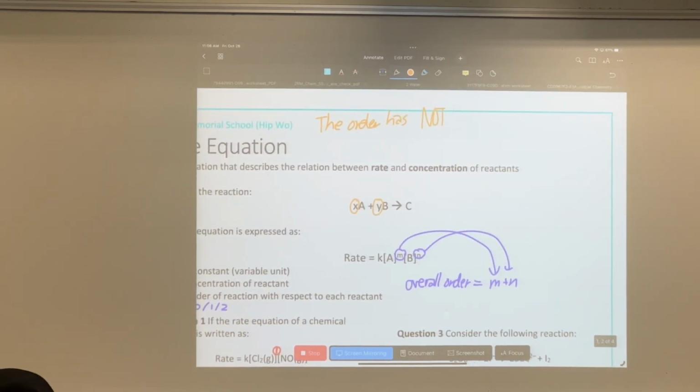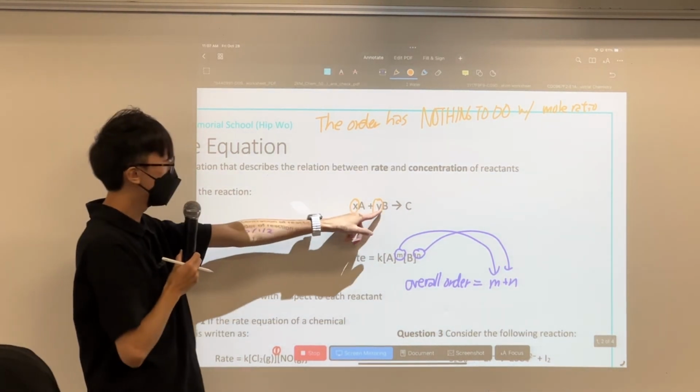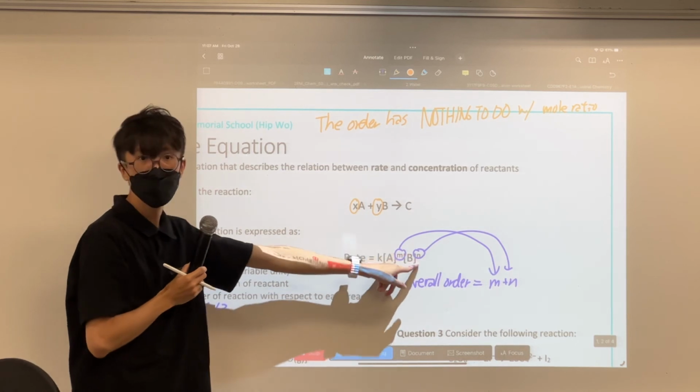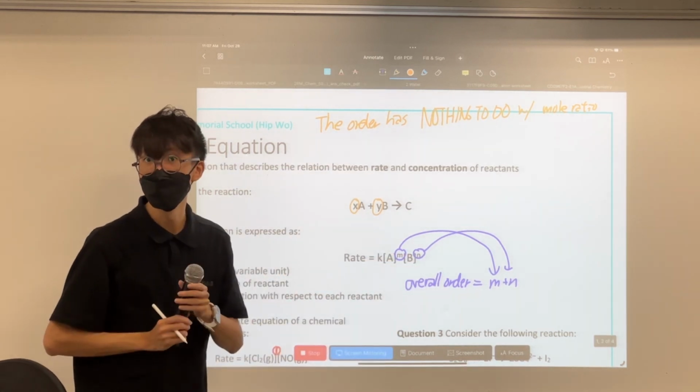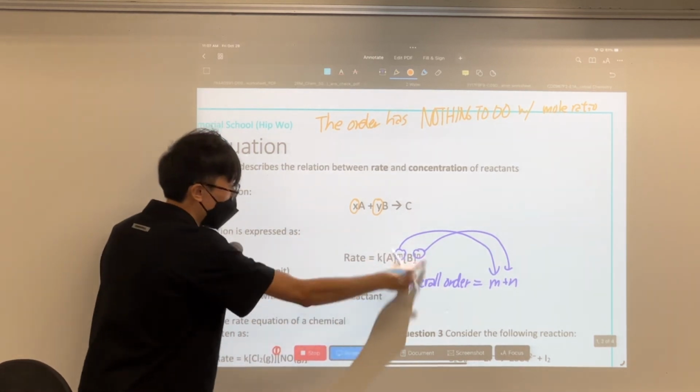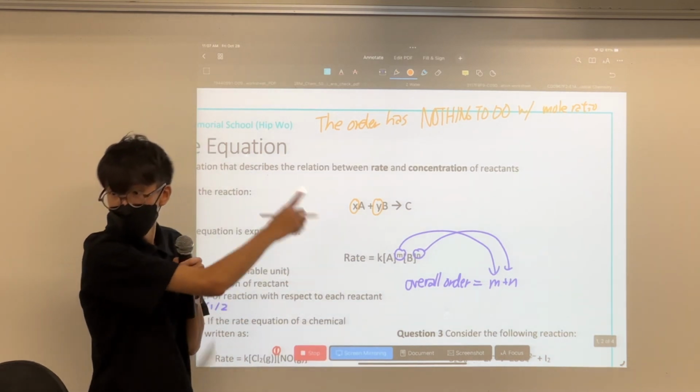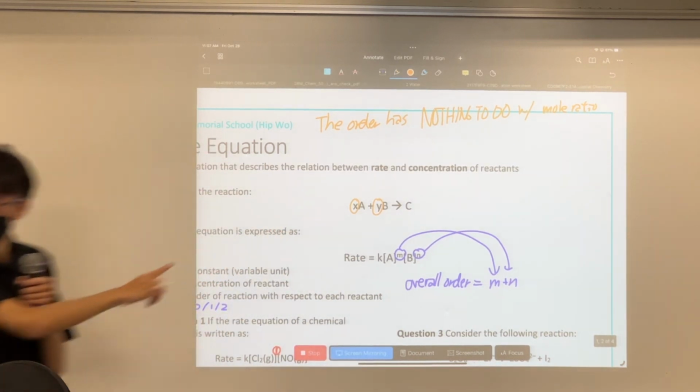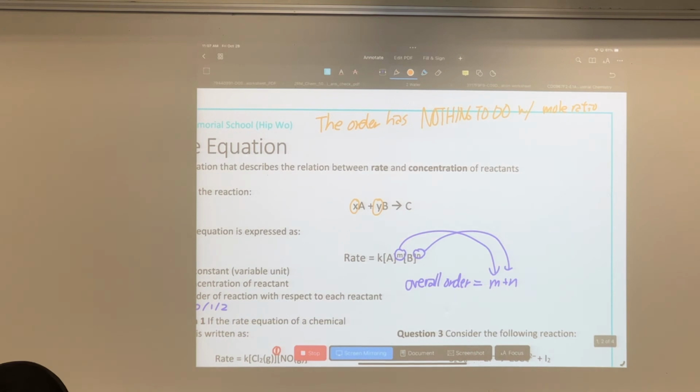No, it has nothing to do with the mole ratio, okay? So it has nothing to do with the mole ratio. This is why when you read the notes, maybe you're kind of confused. Why did I put X and Y here when X and Y don't even appear here? That's because they are not related. So this is why you don't see X and Y at all in the rate equation, as it has nothing to do with the mole ratio. Okay? Right. So, very important.